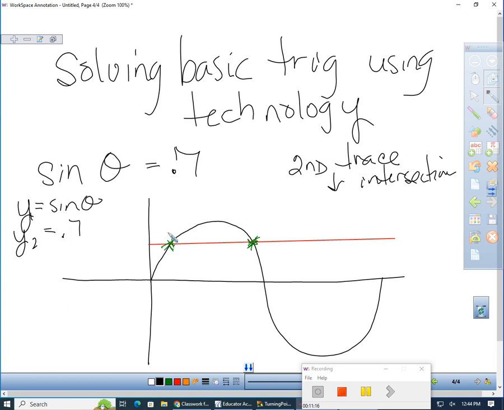Okay, so try that. You're going to go second, trace, down to intersect, which is number 5. Move your cursor to the left where it's close to the intersection. Hit enter. Then for the second one, you want it close to the intersection. Hit enter one more time. You should get that x equals 0.775. Did anybody not get that?